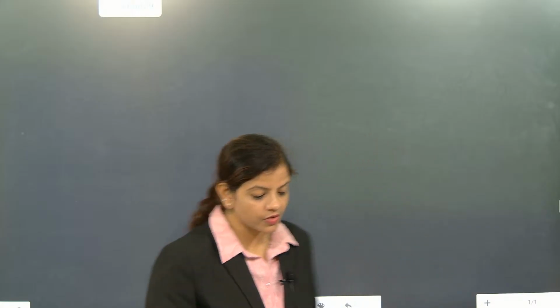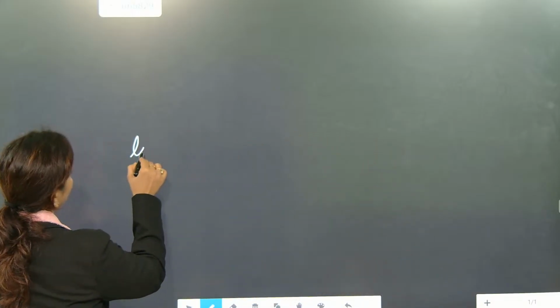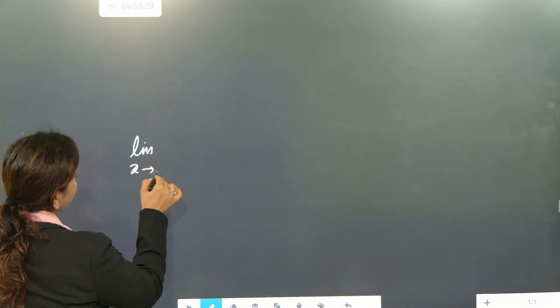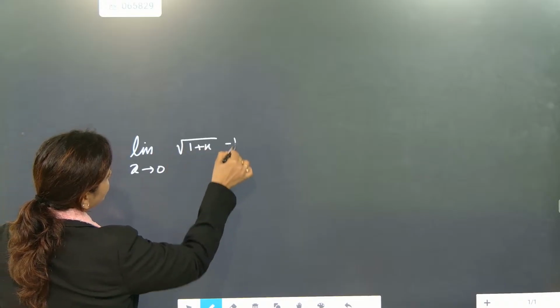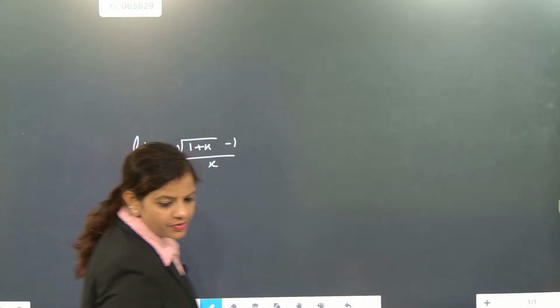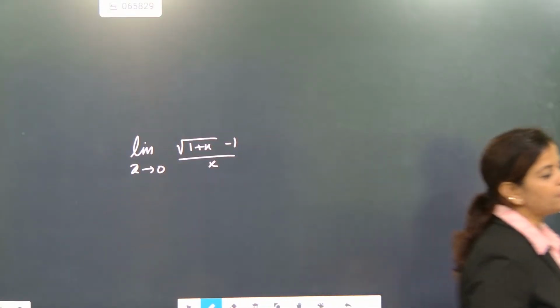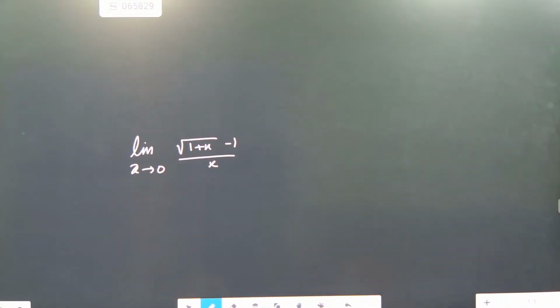So here, the rationalization part I also taught. In the rationalization section, I discussed how to rationalize. So the first question I'm giving you, come on, solve this question. This is an NCERT question. For today, limit x tends to 0, root under 1 plus x minus 1, by x. Come on, solve and tell me the answer.